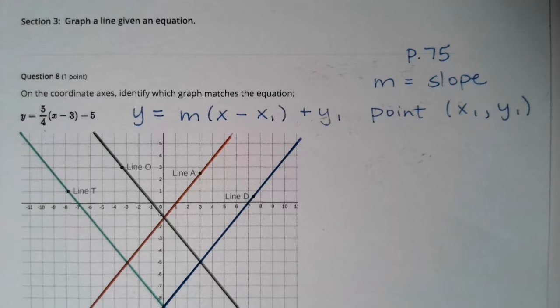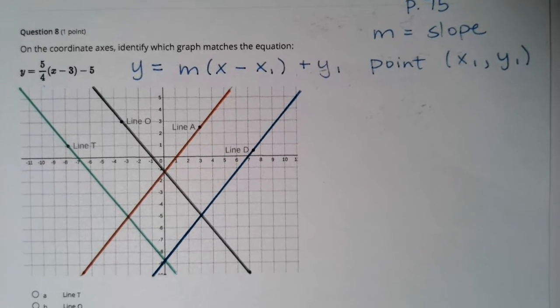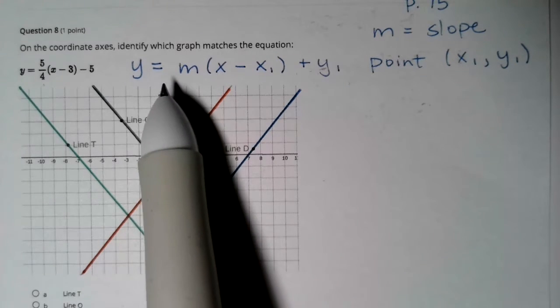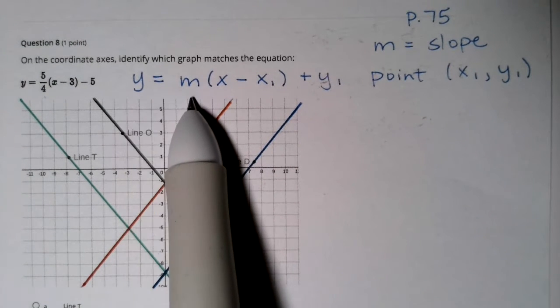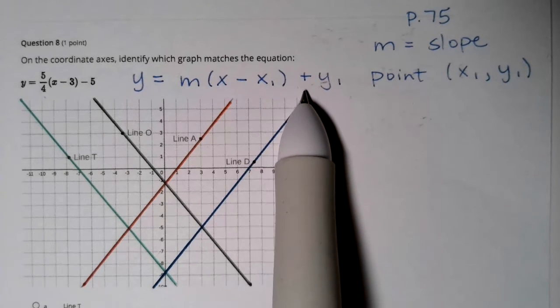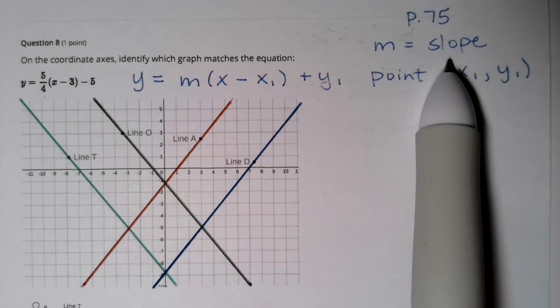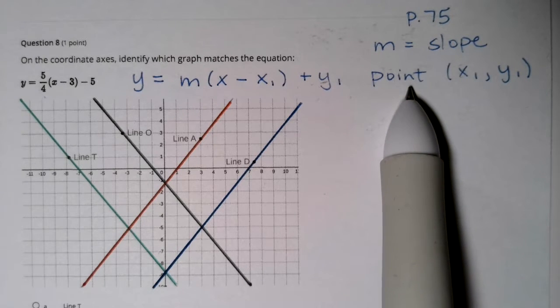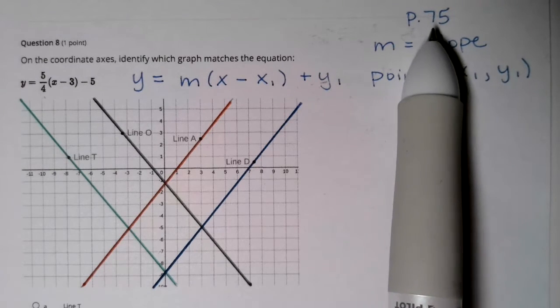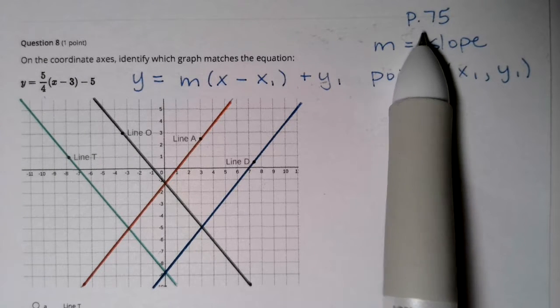Now we're looking at the Unit 2 test, Section 3, which is a graph of a line given an equation. That's questions 8, 9, and 10. If we look at the equation, we generally are looking at point slope form, which if you'll recall is y equals m, the slope, times the quantity x minus x1 plus y1, where m is the slope and there's a point in your equation x1, y1. That's just a point on your line. More details in your notebook on page 75.